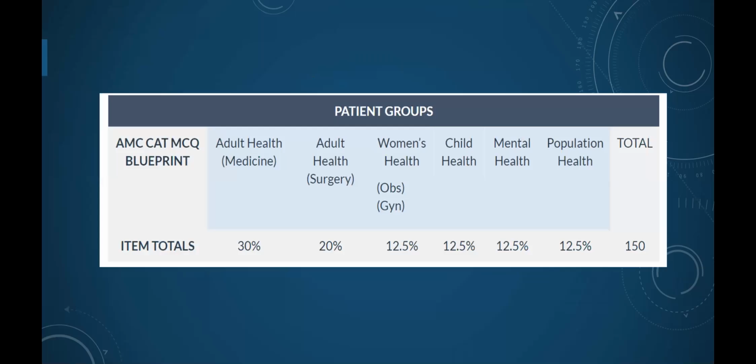Okay, now for your MCQ exam, it's like this: your 150 questions are divided into medicine, surgery, women's health, which is gynae, pediatrics, psychiatry, and population health, which is the biostatistics. Now, it says 30%, 20%, but they don't always follow a similar principle. Sometimes a candidate can get a lot of psychiatry questions and a very small amount of medicine questions. So there is no particular percentage or format, it depends on your luck.